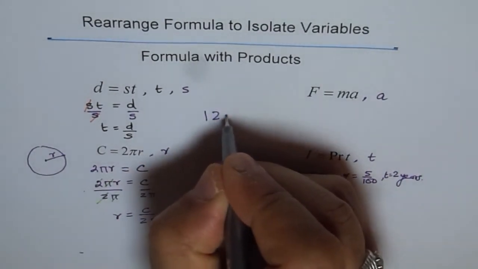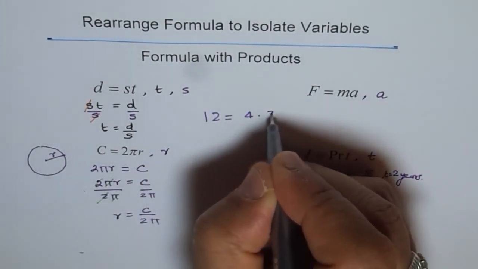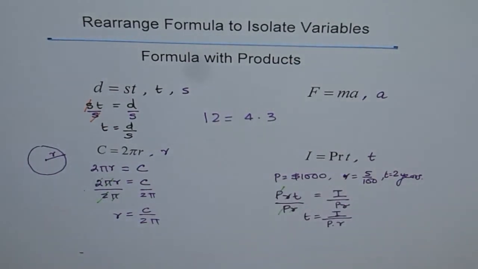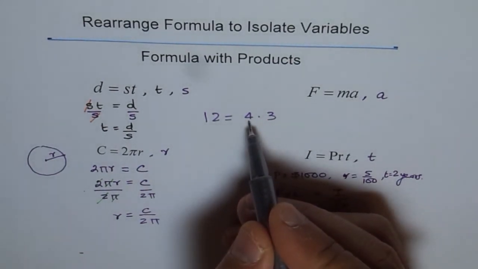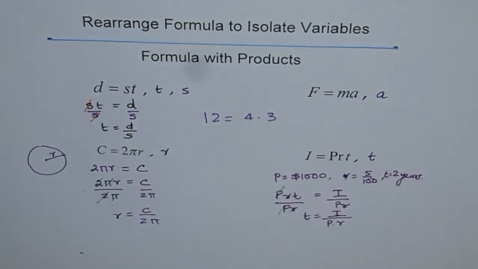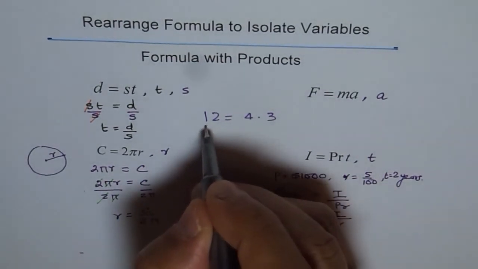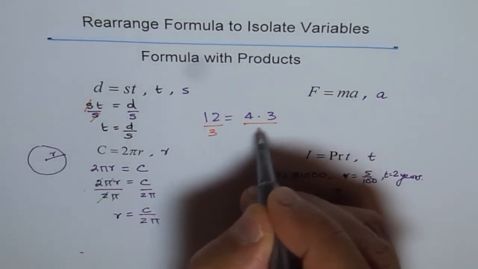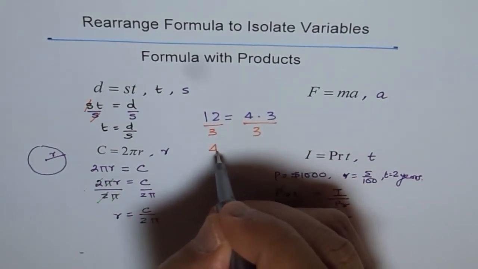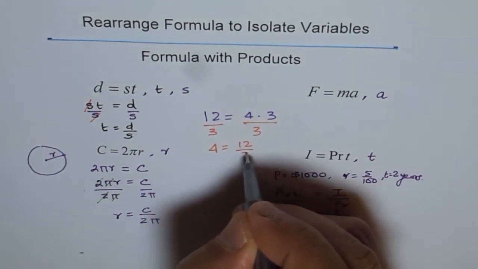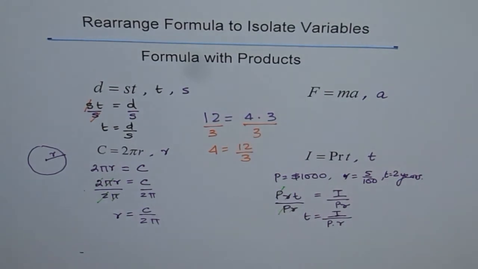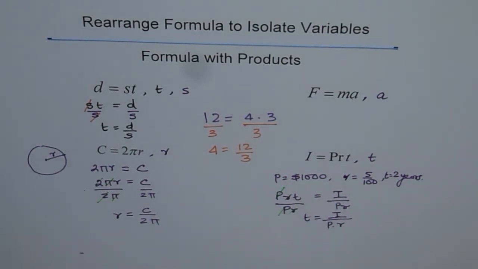We know 12 equals 4 times 3, right? 12 equals 4 times 3. So what is 4 equal to? So to get 4, you divide both sides by 3, right? Then you get, well, 4 equals 12 by 3. So that is how you can look into it. It becomes simpler to understand how to rearrange these formulas and isolate the required variable. I hope you understand it.